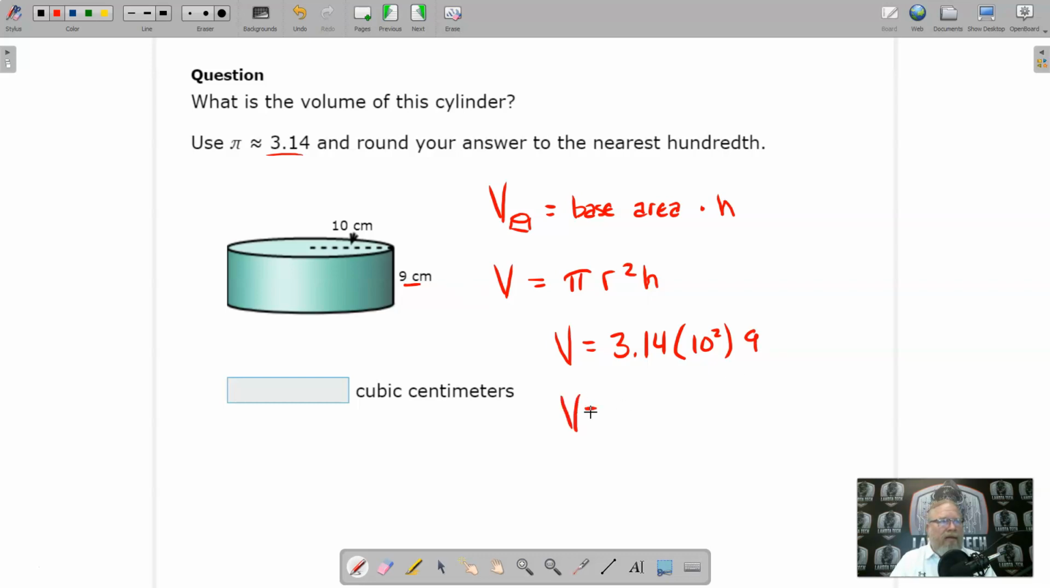So volume equals, well, 10 squared is what, 100, right? And then multiply that times this 3.14. The decimal is just going to move over 2 places, so we're going to end up with 314. Now let's bring the 9 down. Multiply that times 9. And volume equals 314 multiplied times 9 will give us 2826. So 2,826 cubic centimeters is our answer.